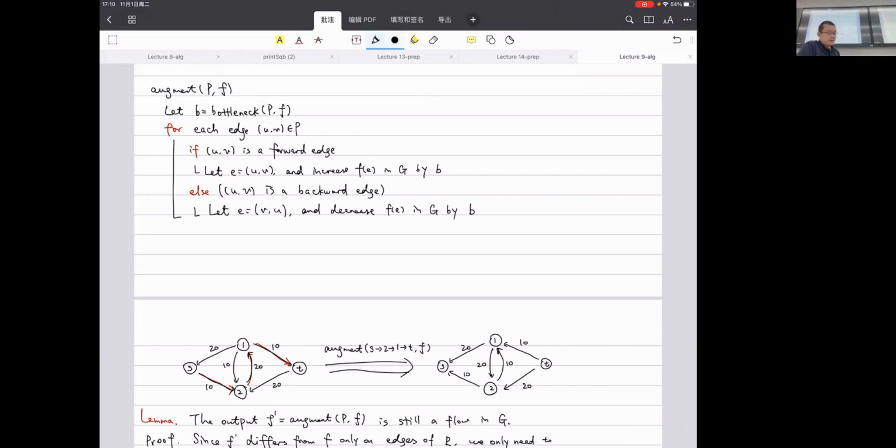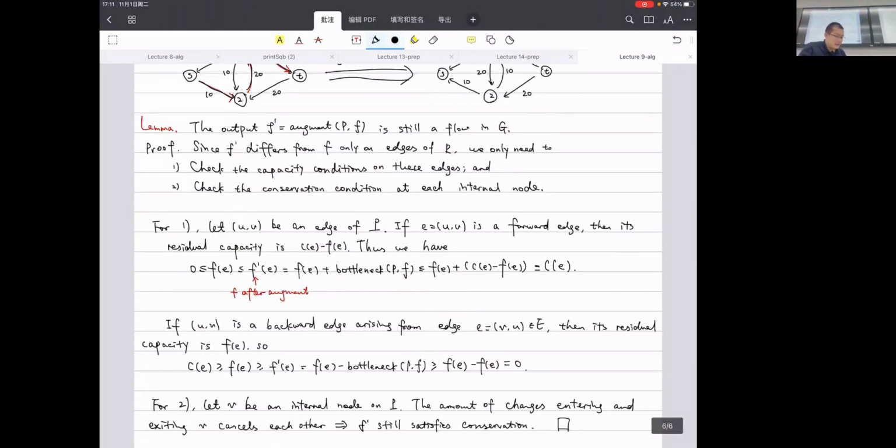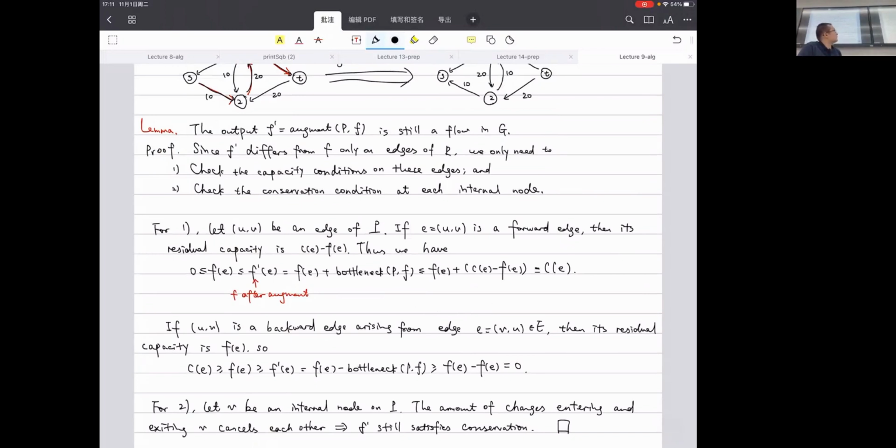Correspondingly, we increase the flow value on a forward edge, and for a backward edge, which is the reverse direction of an edge in the original graph, we decrease the corresponding f(e) value. We consider such an augment algorithm. At the end of the last hour, we had a lemma arguing that even using the augment algorithm, we are still going to get a flow, where the capacity conditions and the conservation conditions are still satisfied.